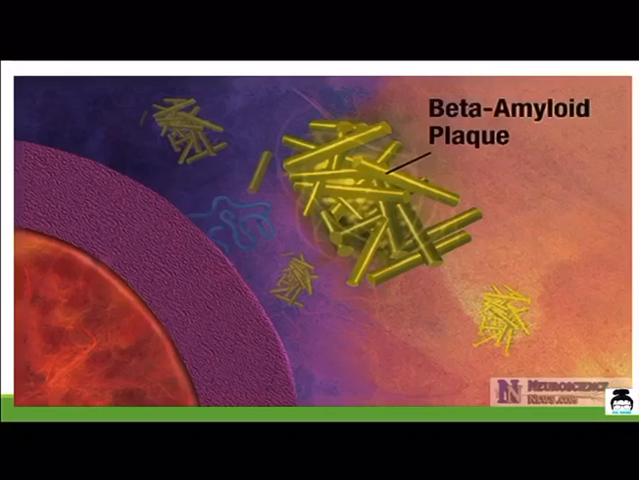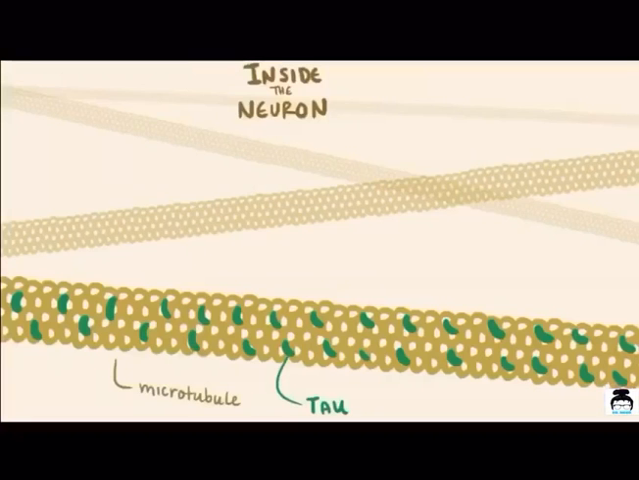Now this was outside the neuron, right? Beta amyloid plaques accumulate outside the neuron, in between neurons, on the extracellular side. But there's something else that happens with Alzheimer's, and it happens inside the neuron. Before we discuss what that thing is, let's first describe something normal that happens in neurons.